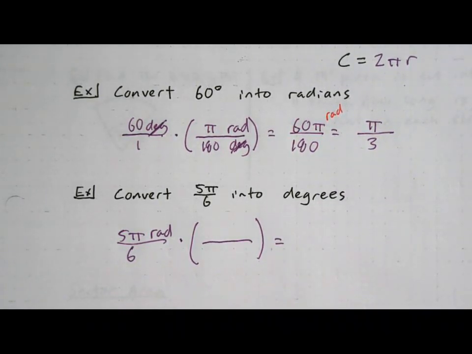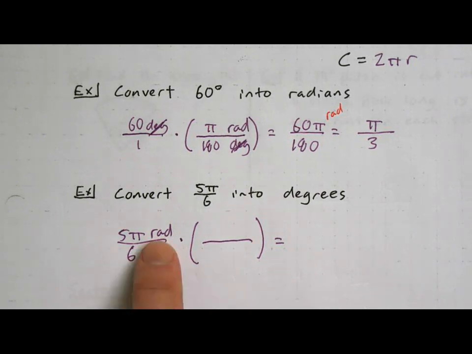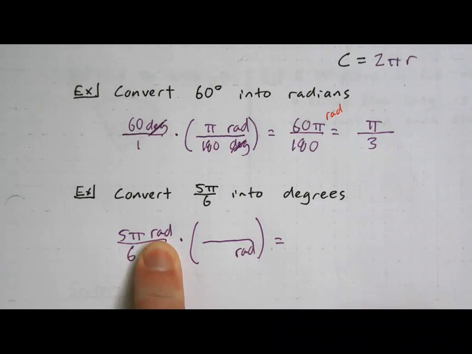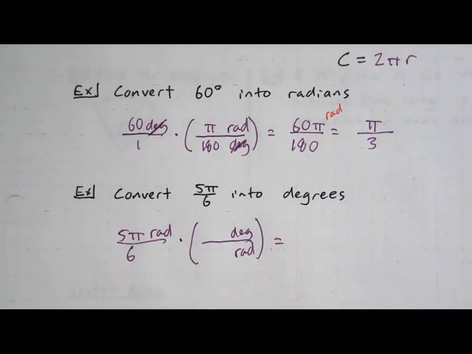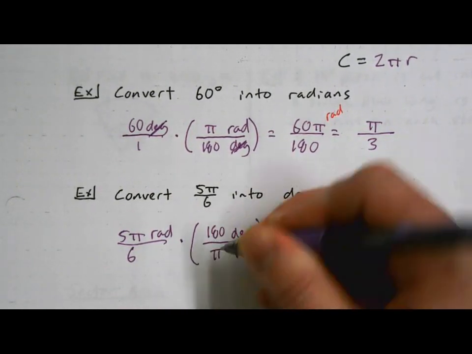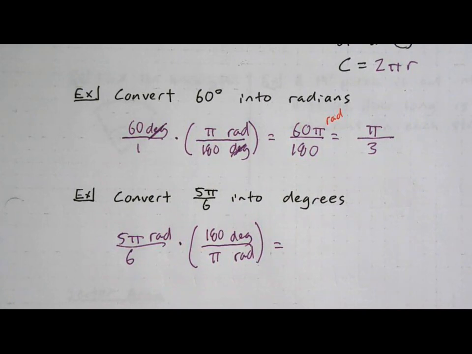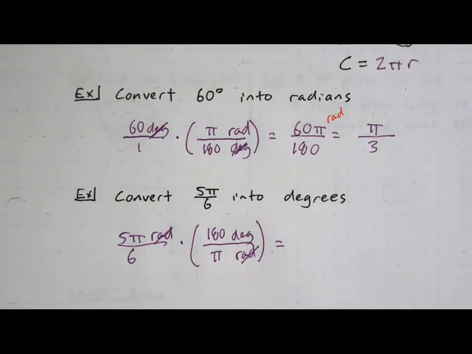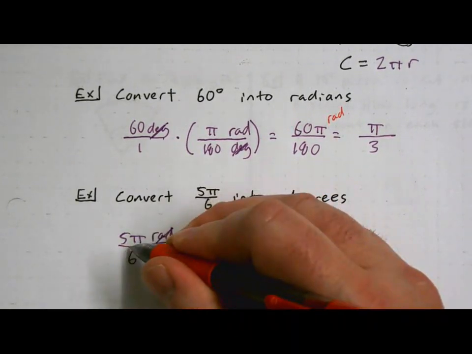So again, we want to use the simplest conversion ratio. Let's stick with 180 and pi. I want to cancel radians, so I want radians down here. We'll get degrees going up here. How can I make this equal to 1? The simplest way is 180 and pi. Radians cancel. Now we're in degrees. And the beautiful thing about this one is that the pi also cancels.